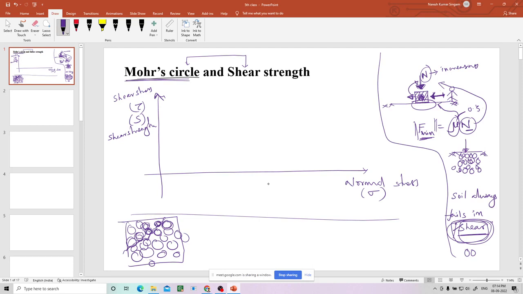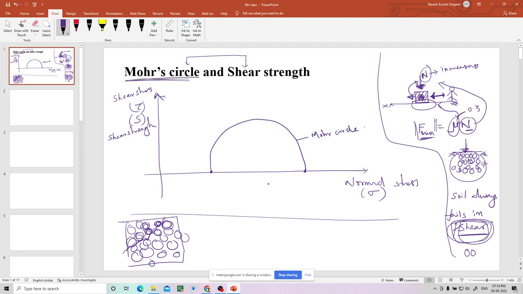Now, whenever there is a normal load, there will be more shear strength. That is how we are relating shear stress or shear strength with normal stress in this quadrant. Now coming to the Mohr circle, I have already told you the concept of the Mohr circle. We always take half of the circle, which is called the Mohr circle, to represent the stresses.